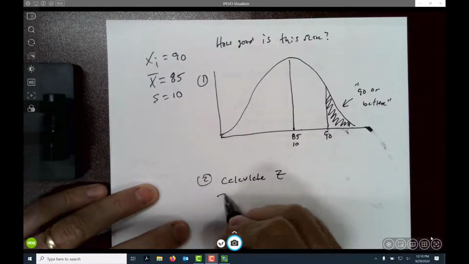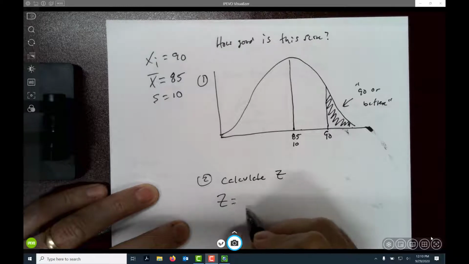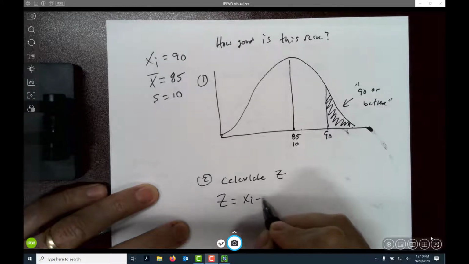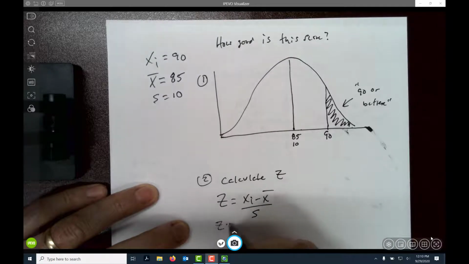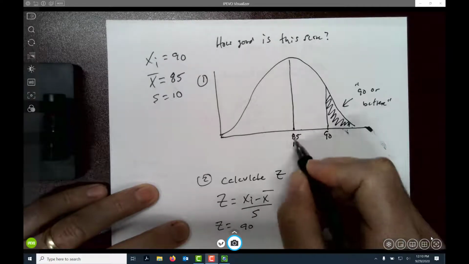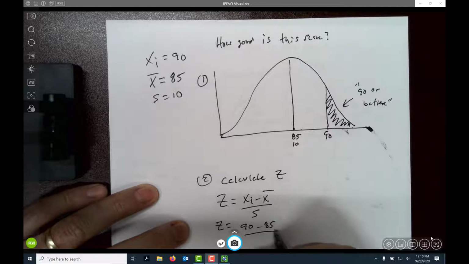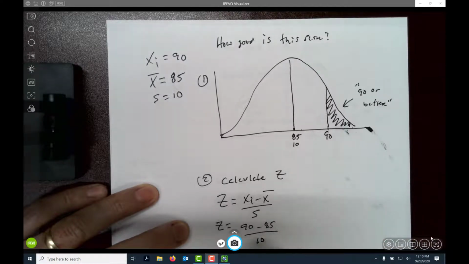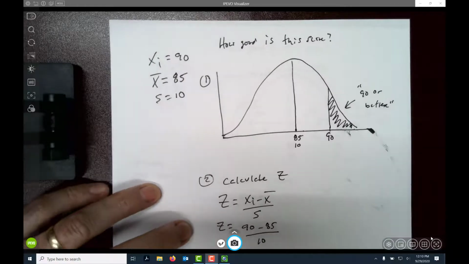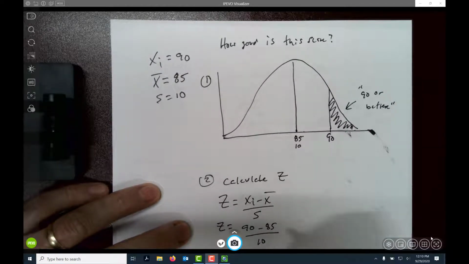And the formula for calculating a z-score is z is going to be equal to x sub i minus x bar over the standard deviation. So z is going to be equal to the score, that's going to be 90, minus the mean, which is 85, divided by the standard deviation, which is 10. And if we work that all out, we're going to get a z-score of 5 over 10, or z is equal to 0.50.